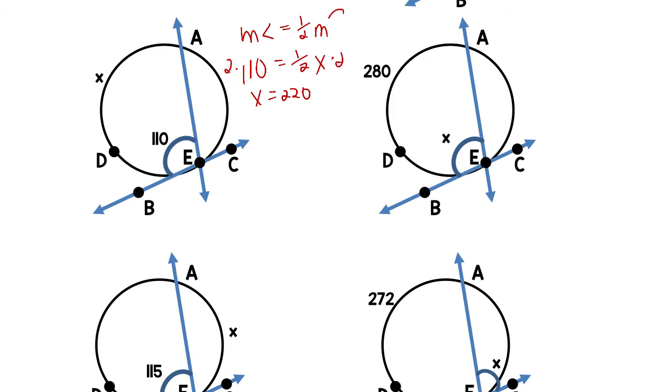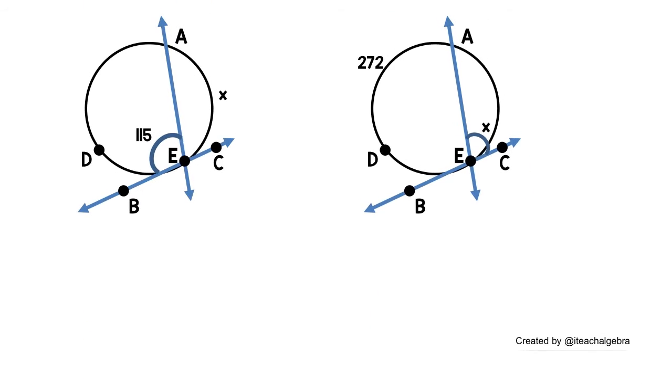Similarly, I have the arc measure, and I want to know the angle. The angle x is half the arc. So x is half of 280. That means x is 140. Angle measure. Keep it going.